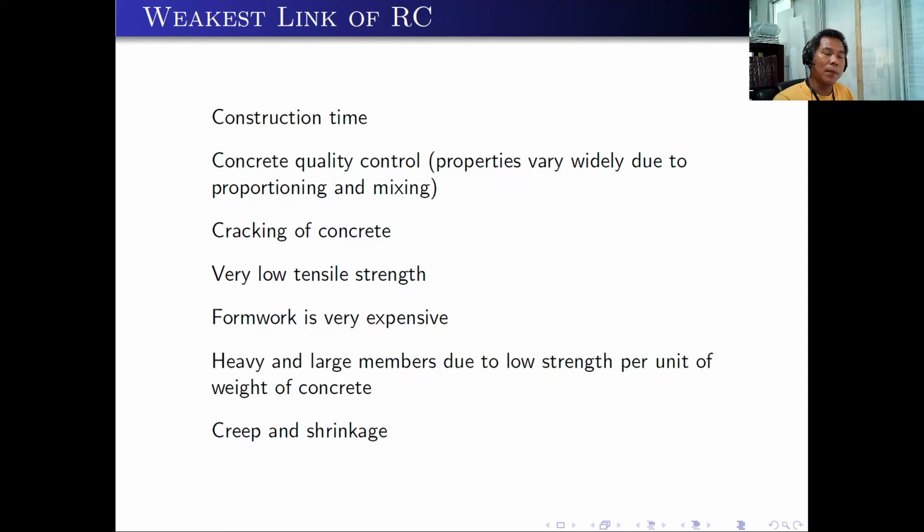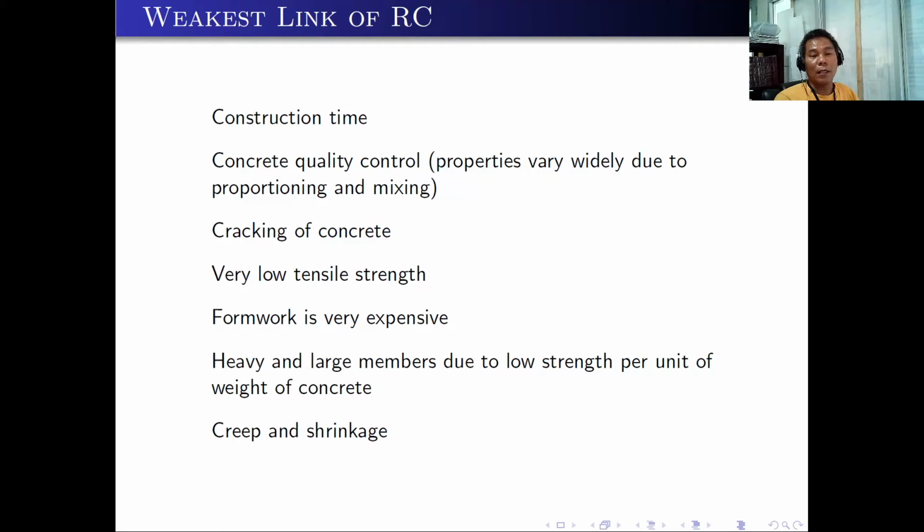But aside from the advantages of reinforced concrete, there are also disadvantages. Why? Number one, the construction time. It really takes time to construct using reinforced concrete. And at the same time, the concrete quality control. The properties vary widely due to the proportioning and mixing.